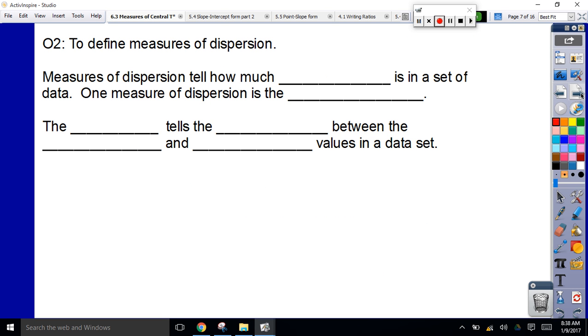Okay, measures of dispersion. What does it mean to disperse? Just in English. Sam? To separate or to spread out. So measures of dispersion tell how much spread is in a set of data, how far spread out the data is. One measure of dispersion is the range.